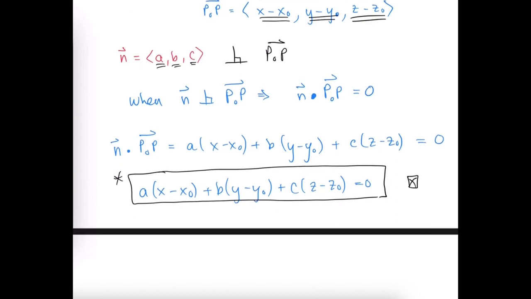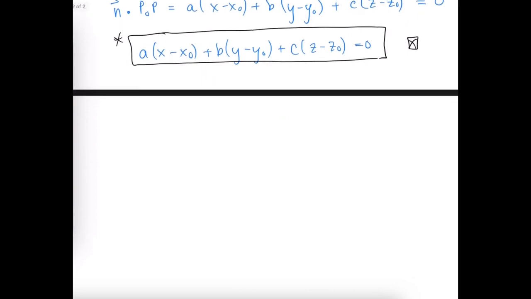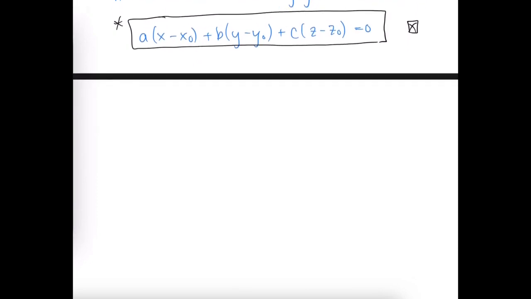Now, let's work with it just a little bit more because it's probably more familiar than you realize. If we were to take this a and distribute in the b, distribute in the c, we'll end up with a times x minus a x naught plus b times y minus b y naught plus c times z minus c z naught, and all of that is equal to 0.